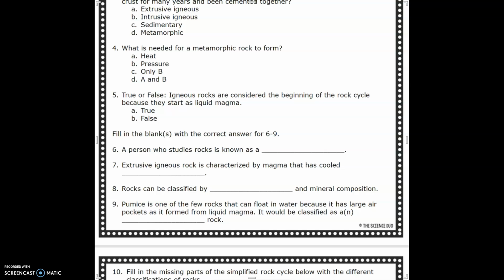Number 5, true or false? Igneous rocks are considered the beginning of the rock cycle because they start as liquid magma. Is that A, true, or B, false?